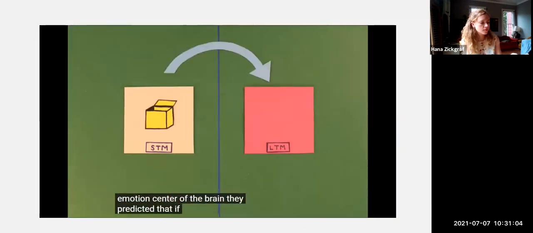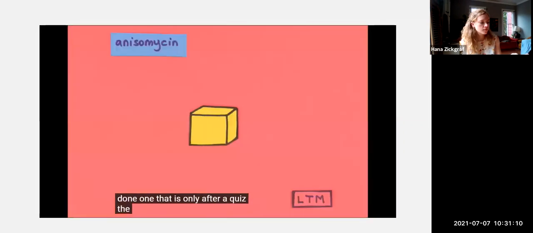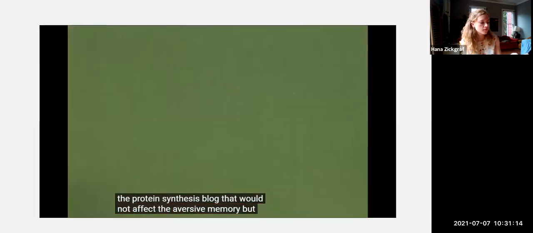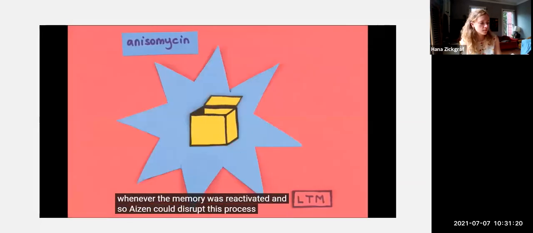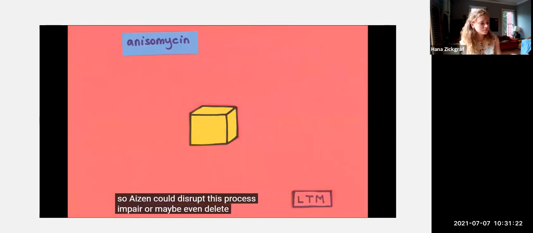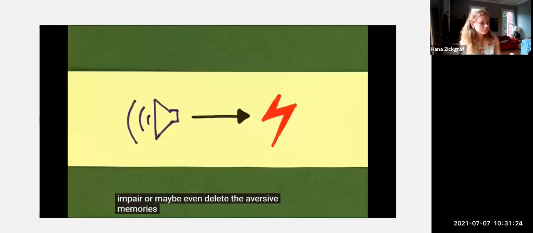They predicted that if the stabilization process, or the protein synthesis, was done once, that is only after acquisition, the protein synthesis blocker would not affect the aversive memory. But if the stabilization needed to be repeated whenever the memory was reactivated, anisomycin could disrupt this process, impair, or maybe even delete the aversive memory.